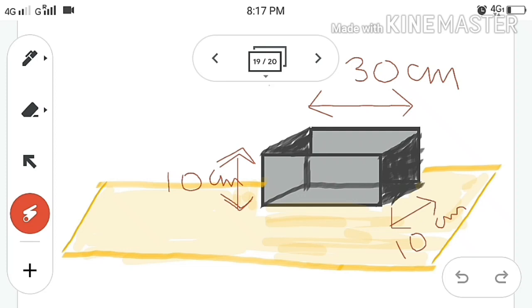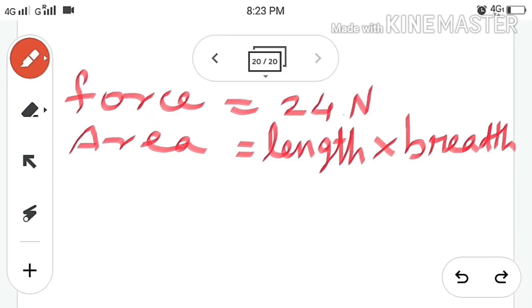Can you guess, children, which are all the sides that helps to find the area of contact? Yes. One, the length of this brick, which is 30 centimeter, and other one is the width of this brick, which is 10 centimeter. Now let us use these two values to find the area of contact in order to find out the pressure. So here I have written the force value from the question, which is 24 Newton, and let us find the area of the contact.